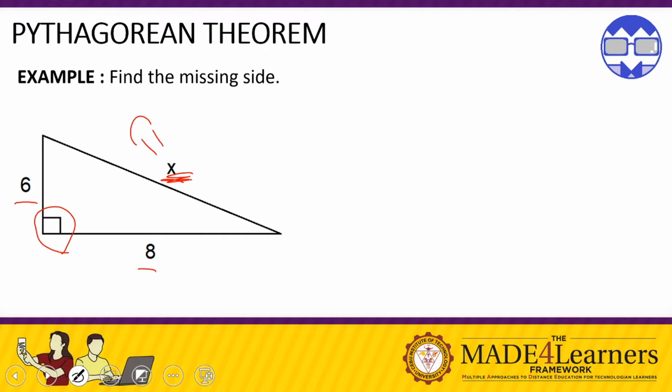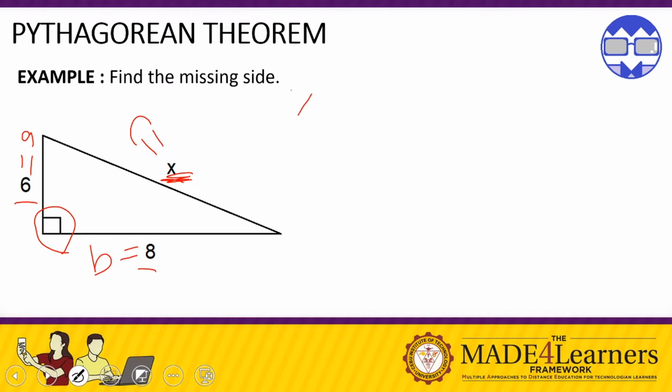Then we can have either 6 being A, or 8 being A, or 6 being B, or 8 being B. Let's just say that 6 is A, and B is 8. It does not matter which is A and which is B. So using the theorem, we know C is X.